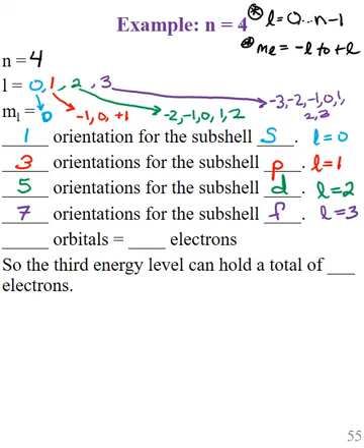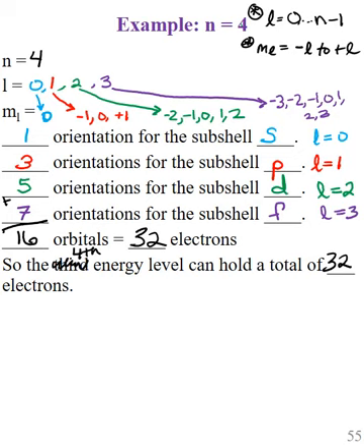How many orbitals are there? Okay, you have to add all of them up, all of the different orientations. You will get a total of 16. And if you remember that each orbital can hold only 2 electrons, 16 times 2 will be 32 electrons. So this should say fourth. The fourth energy level can hold a total of 32 electrons.